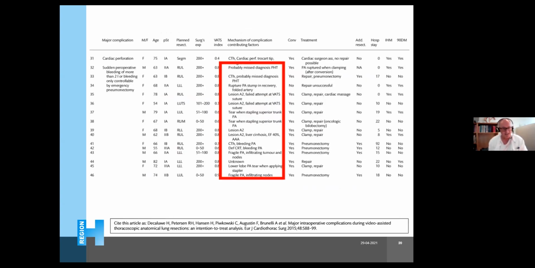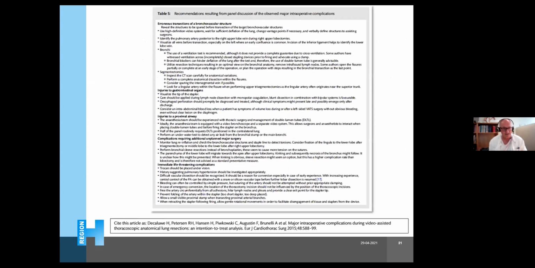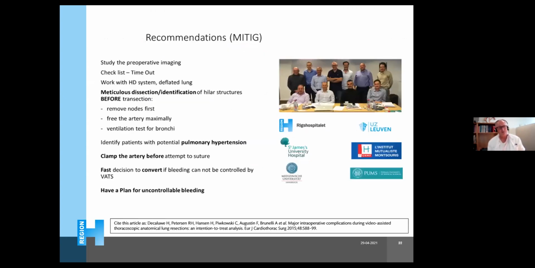We defined 46 cases which we looked into carefully, and this is one of the features from the paper, and just highlight that the majority of the vascular injuries is actually from the posterior ascending A2 artery for the right upper lobe, the one that the Americans used to call the widowmaker. This ended up in some recommendations for avoiding major complications, and to highlight a few, then study the preoperative imaging.